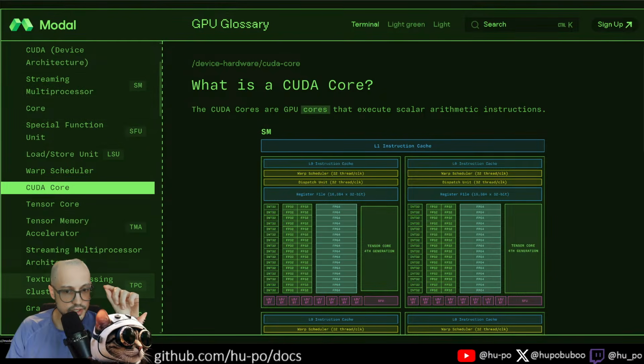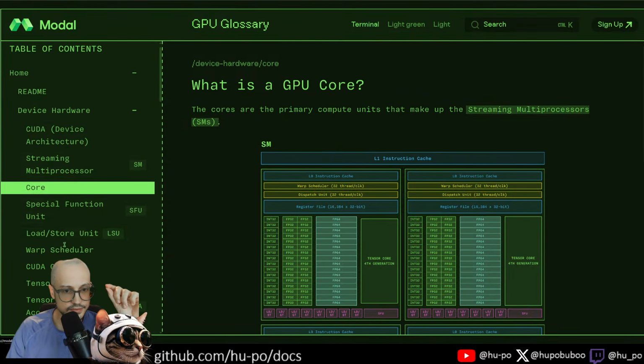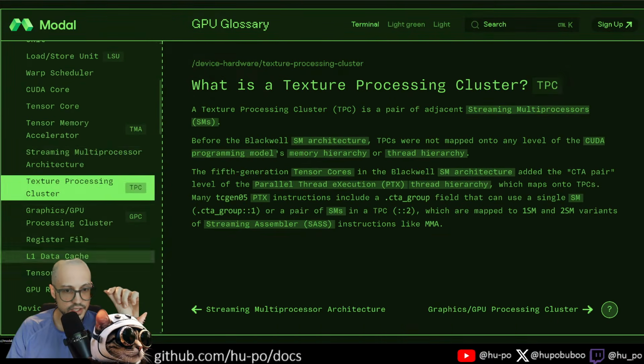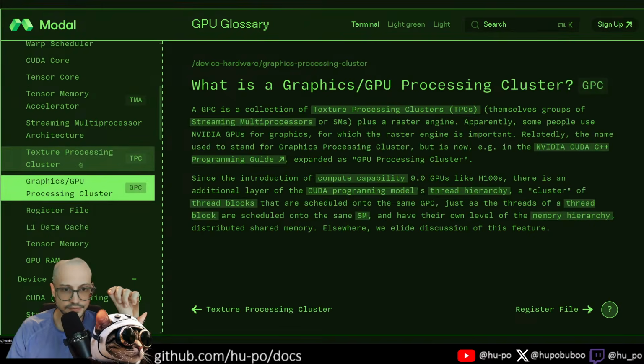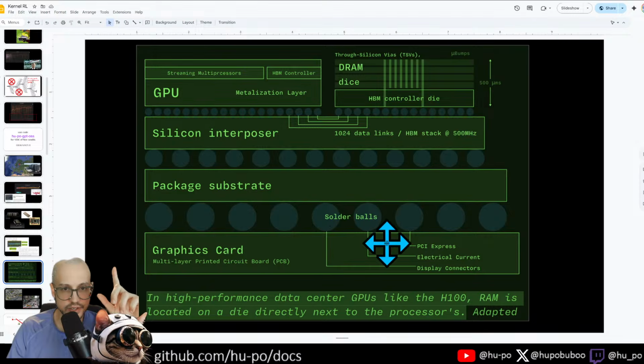let's see, texture, no, we want up here. Special core, load unit, CUDA core, tensor memory, tensor cluster, L1 data cache, register file. Where is that picture? This is the picture. Okay, so in high-performance data center GPUs like the H100, RAM is located on a die directly next to the processors, right?